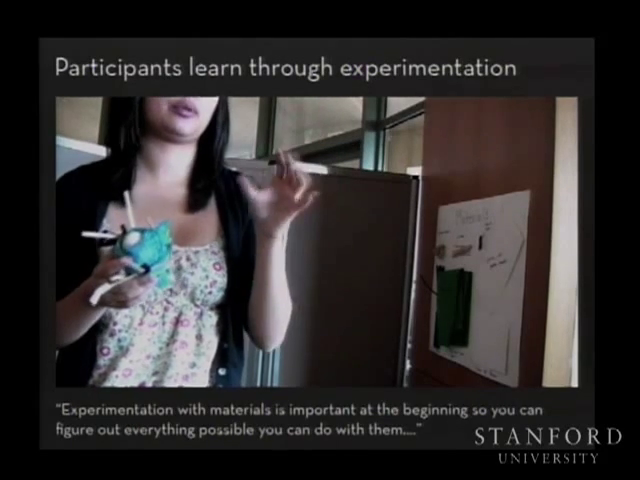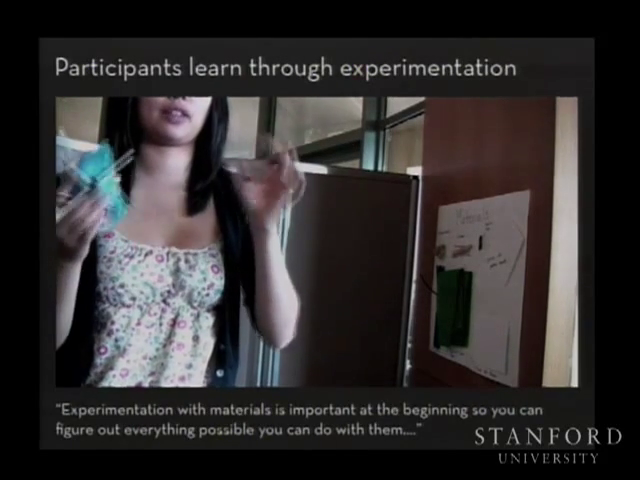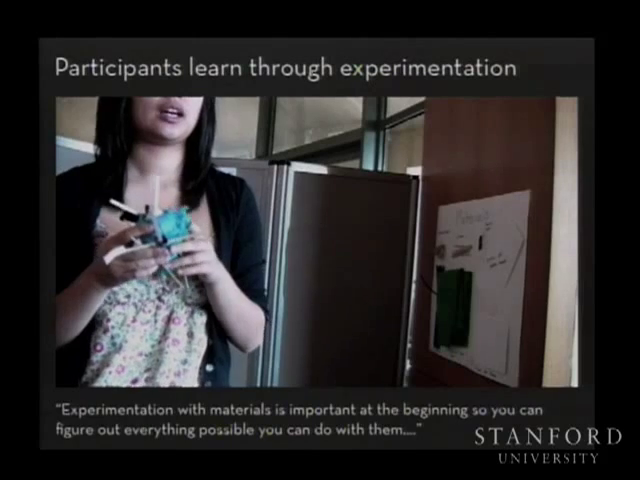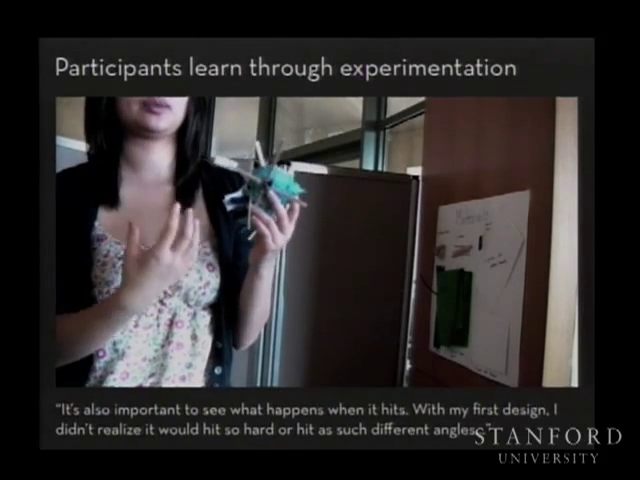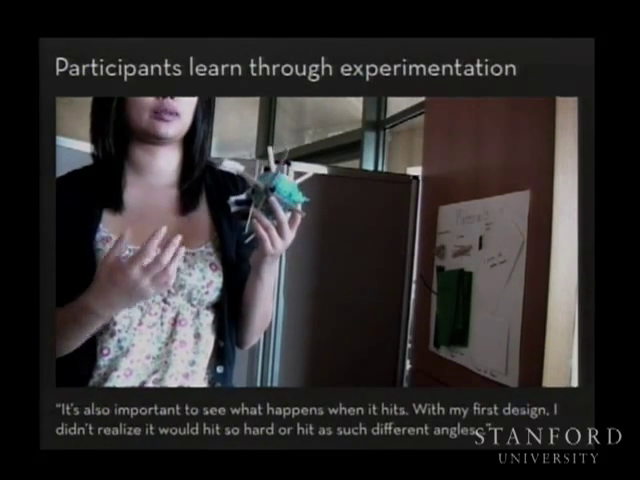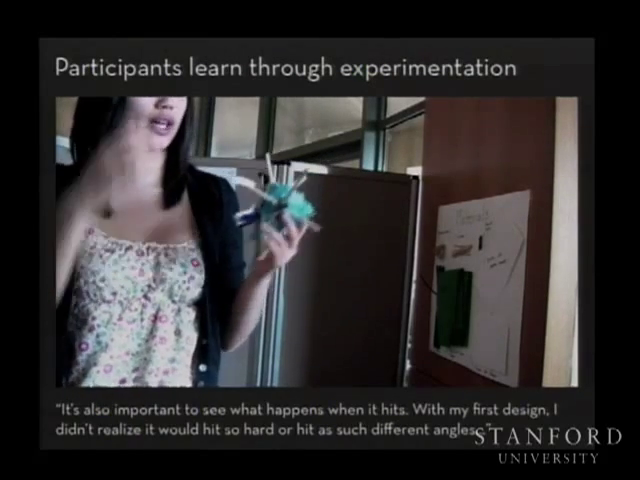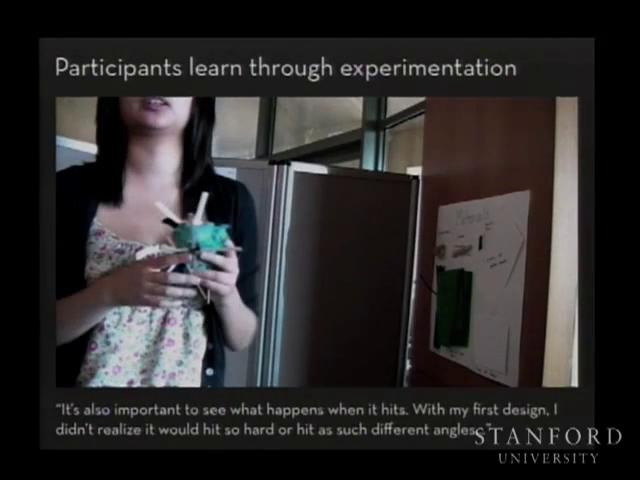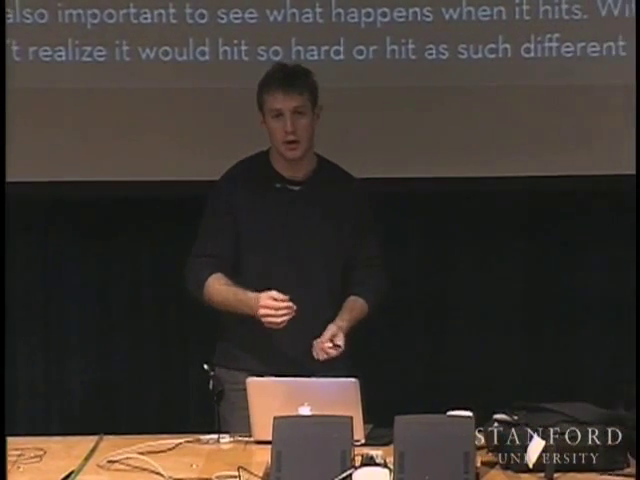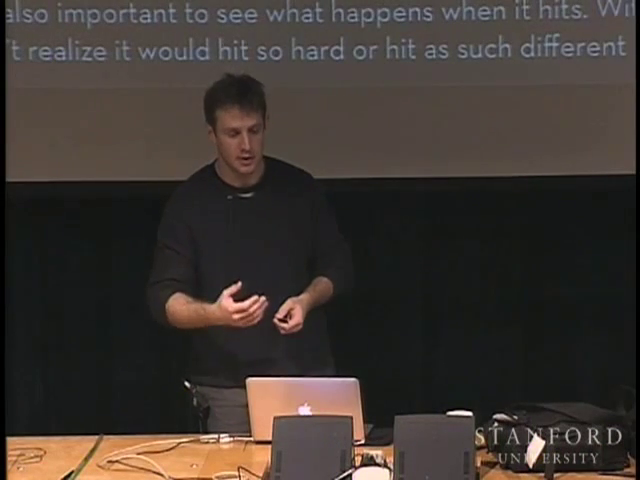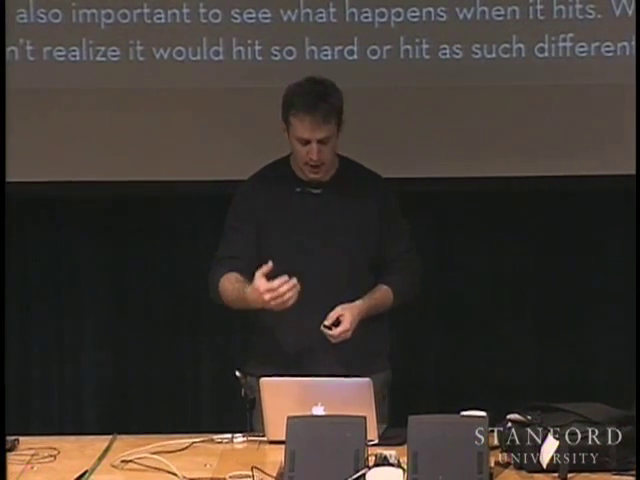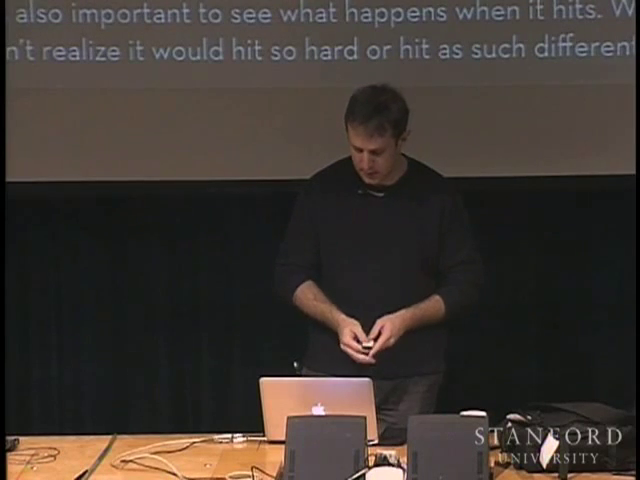Experimentation with materials is important at the very beginning, so you figure out everything possible that you can do with them. And then it's also really important to see what actually happens when it hits, because in my first design I didn't realize it would hit so hard or hit at such different angles. So people got their feedback after doing the drops, and some people focused on the binary interpretation: did the egg break or did it not break?